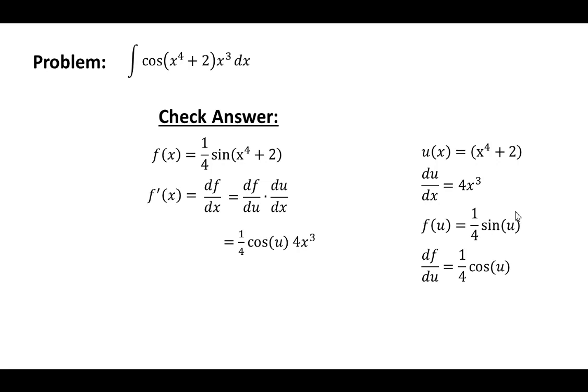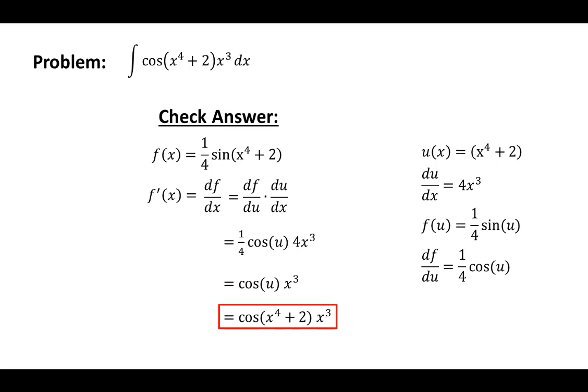And now we can go ahead and plug our u back in. And now we can go ahead and cancel out the constants there. So those 1/4 and the 4 cancel out. And finally we can go ahead and sub in u of x for u. So we end up with cosine of quantity x to the fourth plus 2 quantity times x cubed, which, as you can see, matches our integrand up here, so our answer checks out.